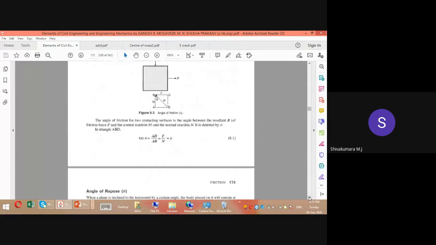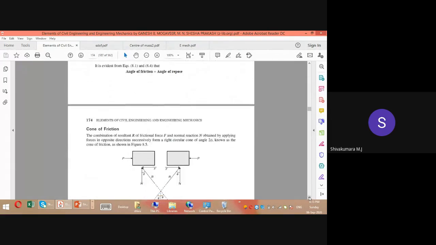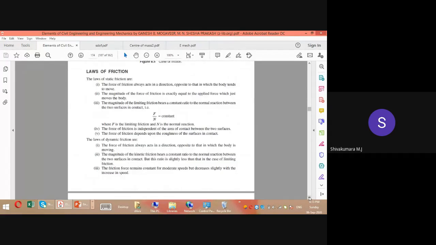Some of the laws of friction are important to know. Normally, you may expect questions from the laws of friction. All of you have a look over here. So, what is the direction of friction? It will always develop in the direction opposite to that in which the body tends to move. This is the direction of friction.